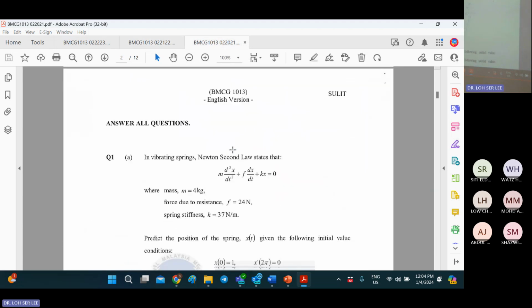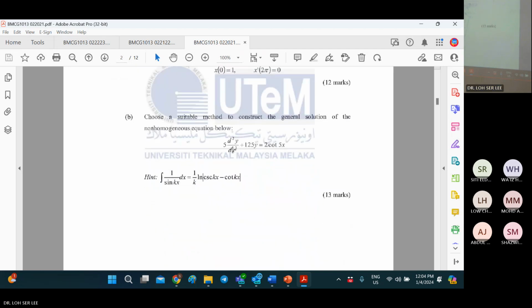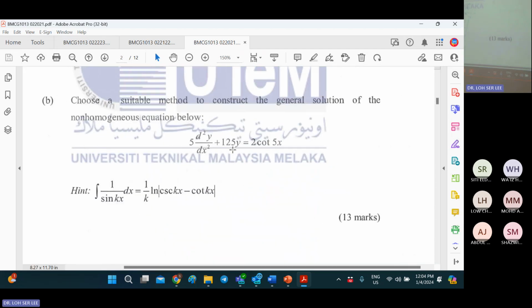Okay, another one. Choose the suitable method to construct the general solution of the non-homogeneous equation below. 2 cotangent 5x. So obviously, variation of parameters, right? Because this is not applicable for undetermined coefficients method. Cotangent is 1/tangent. So here you are given a hint.